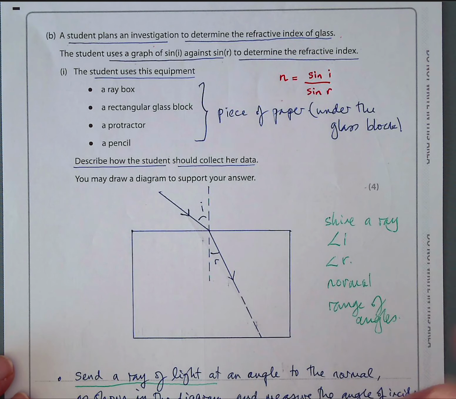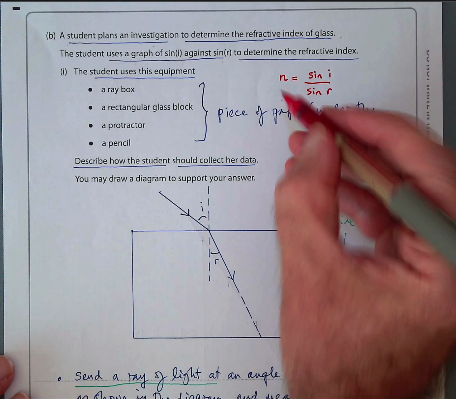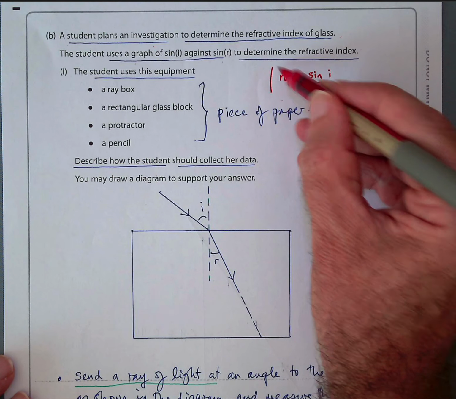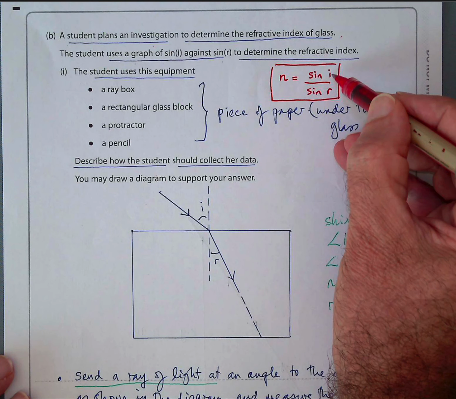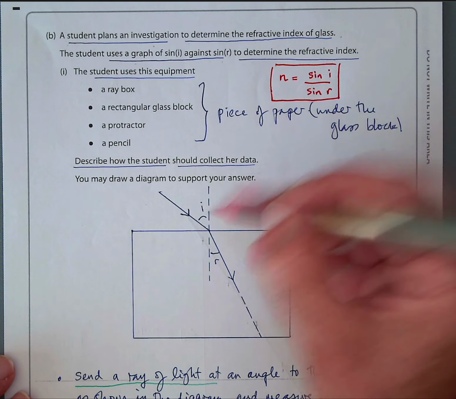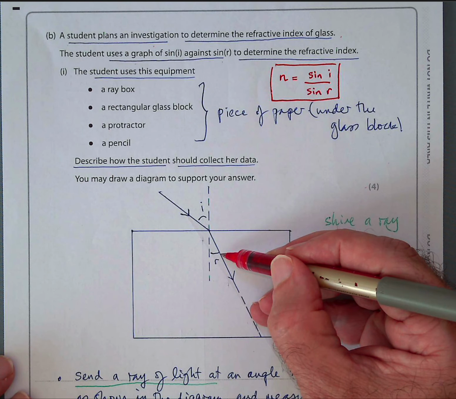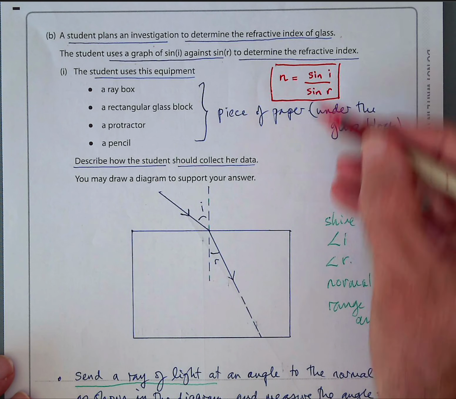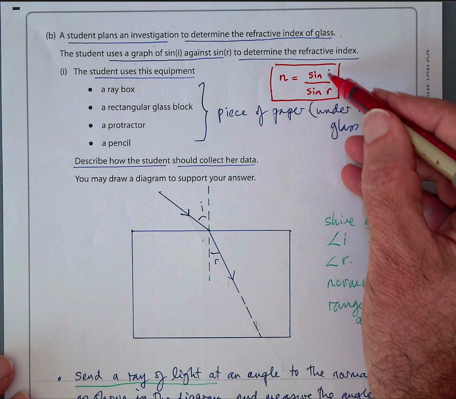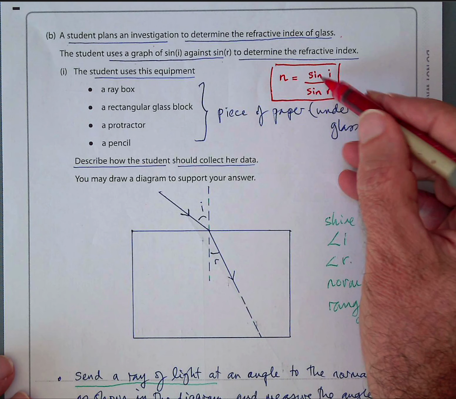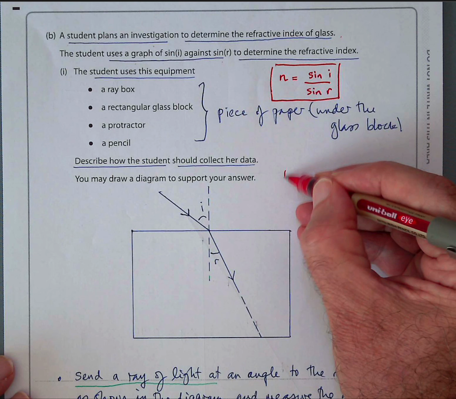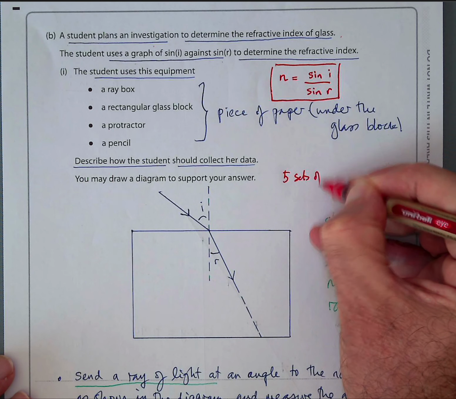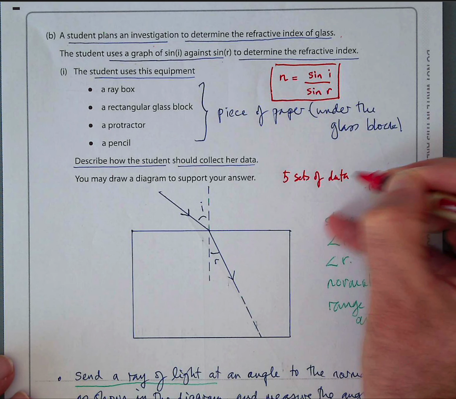Okay, so the point of doing it graphically, they want you to make it into a graph, is that it's the correct method. You take lots of angles of incidence and then measure the corresponding angles of refraction, and you plot them or calculate the sine for each one, and then you plot the various sine i's and sine r's that you measure, probably 5 sets of data minimum. Okay, so that's what they want you to talk about.